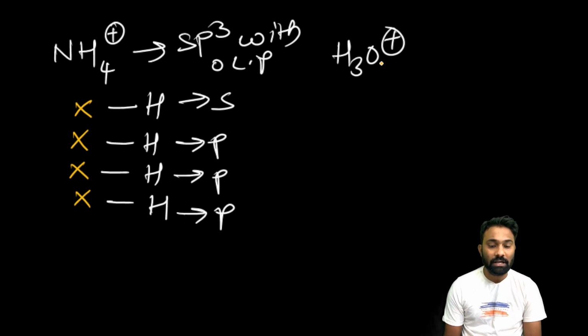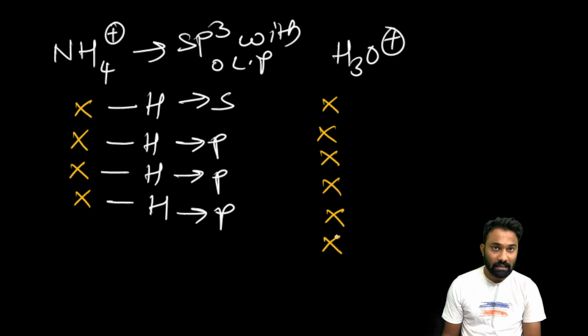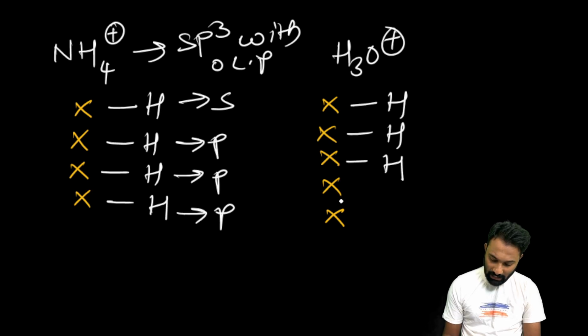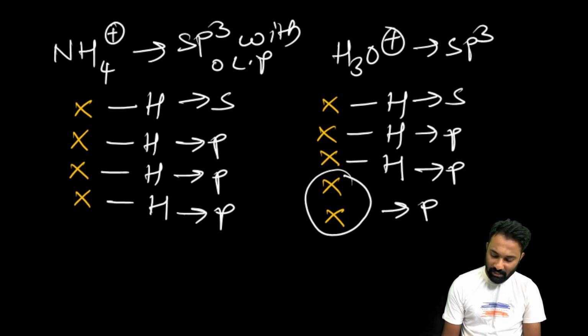Now comes H3O plus. Here oxygen is the central atom. Normally oxygen contains how many valence electrons? 6 valence electrons. 1, 2, 3, 4, 5, 6. Clear? Now from this 6 valence electrons, 1 has been lost from the oxygen, so total only 5. Now how many hydrogens do we have? 3 hydrogens and 1 lone pair. So S, P, and here it is P and here it is P. So this is sp3 with 1 lone pair.